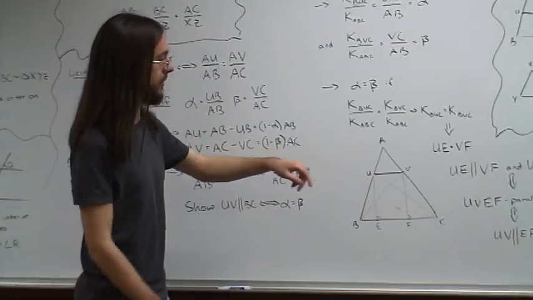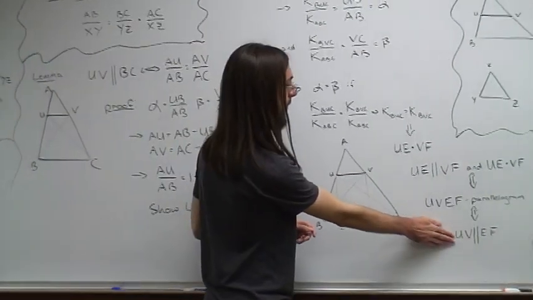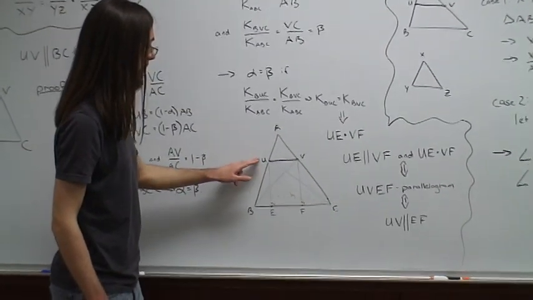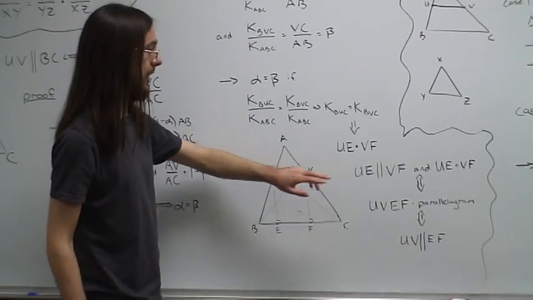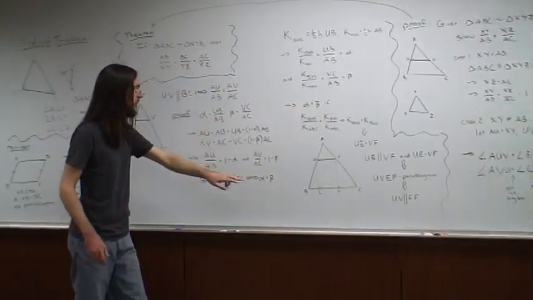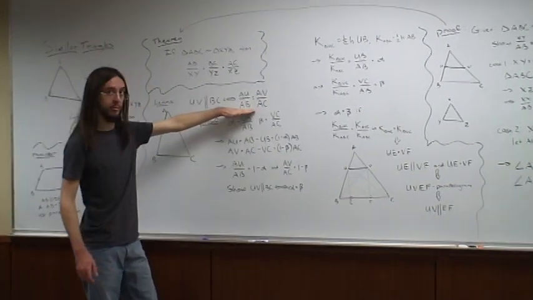So just to recap, if these two heights are equal, their areas are equal. If their areas are equal, alpha equals beta. And if alpha equals beta, we have that proportion like we wanted.